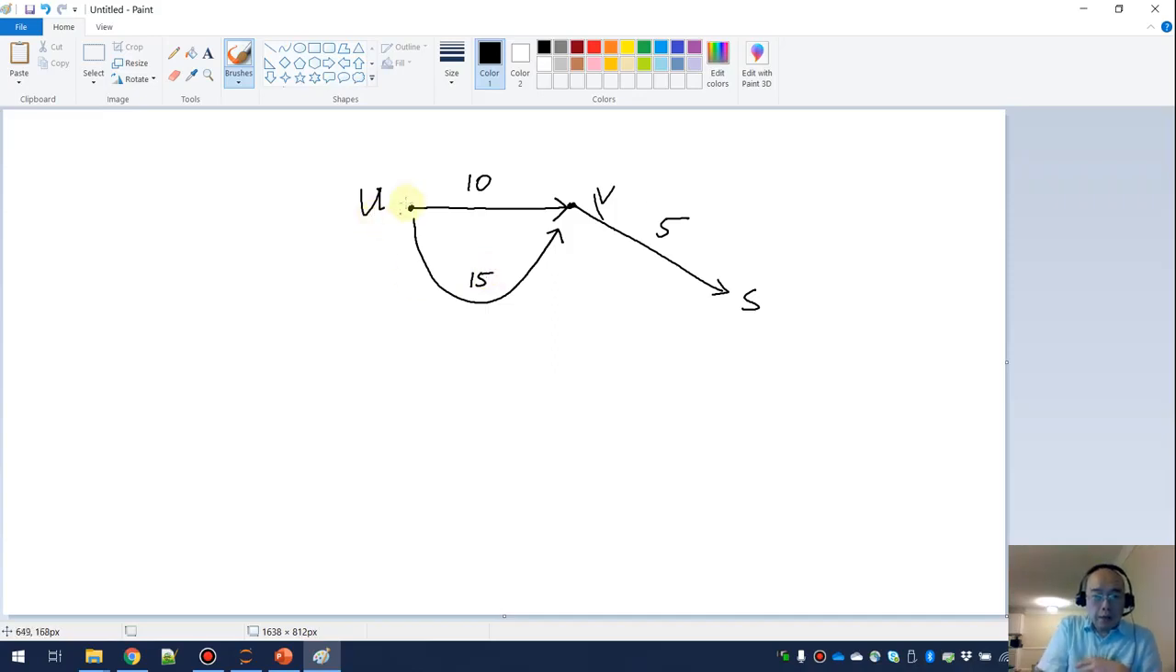We can do it this way, U to V, and the cost or the weight is 10, and then if we want to do it this way from U to V, the weight is 15. But from U to V now we have two possible paths. Okay, let me go back to my lecture notes.